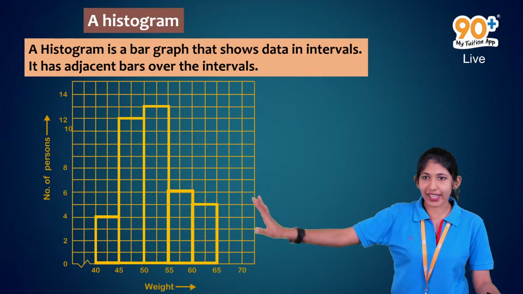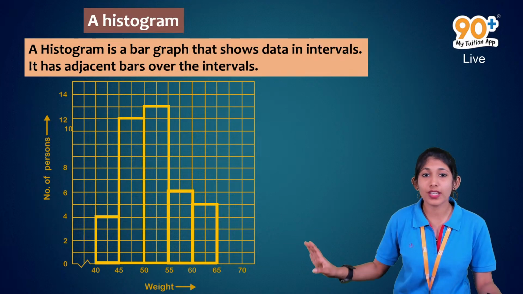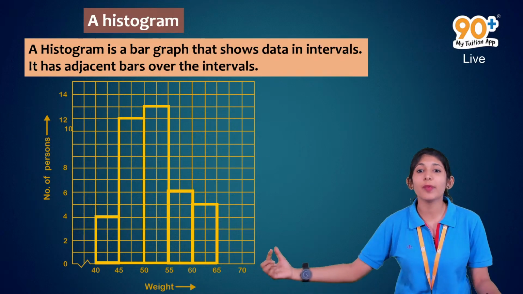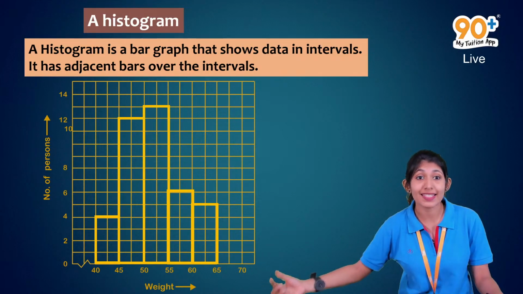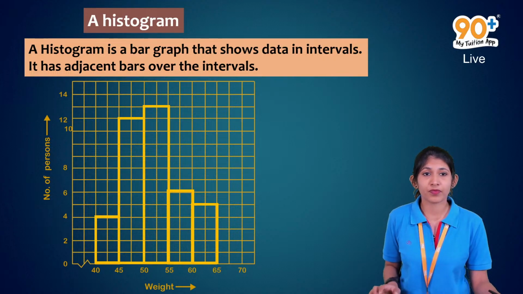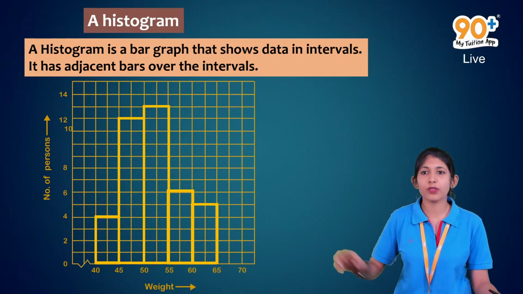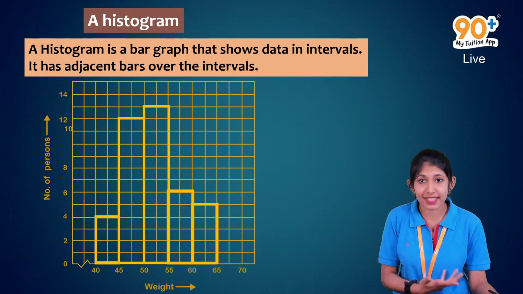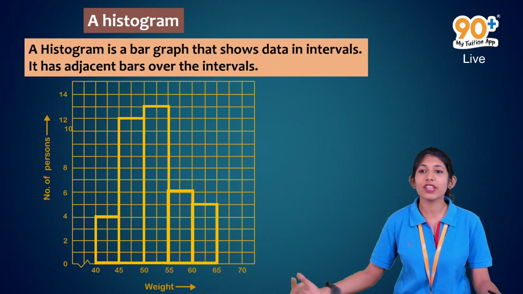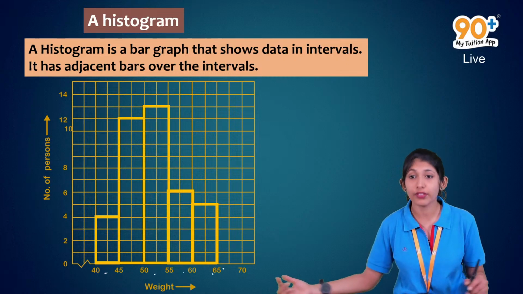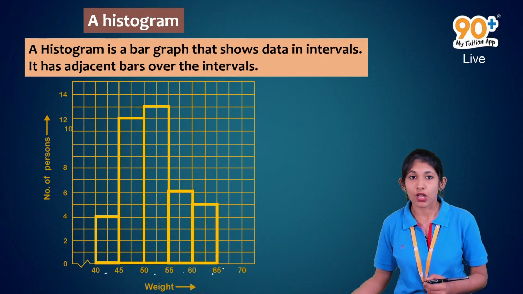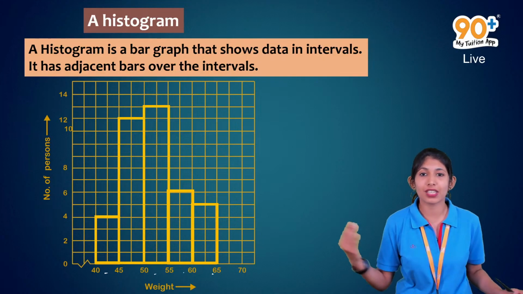Anyways, yes, so this is a brief idea about a histogram. So when do we use a histogram? When the interval is continuous, when data is represented as intervals, right? Yes, it is based on the data that is given to you. So here you can see the weight variation, 40 to 45, 45 to 50, 50 to 55, 55 to 65, 65 to 70. Continuously this weight is going.